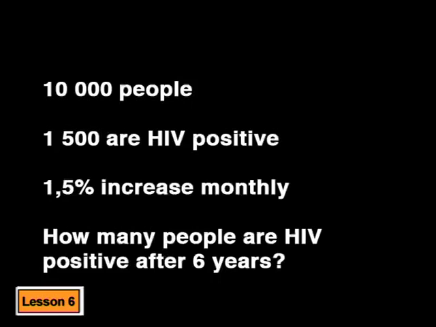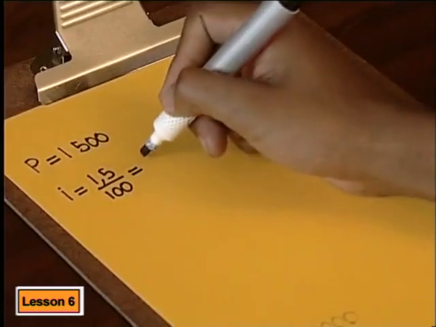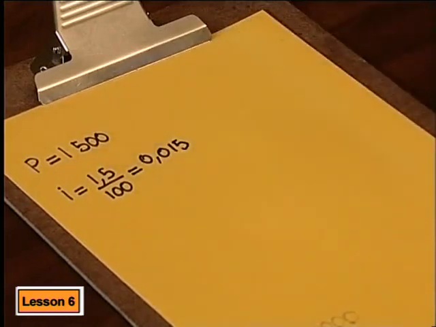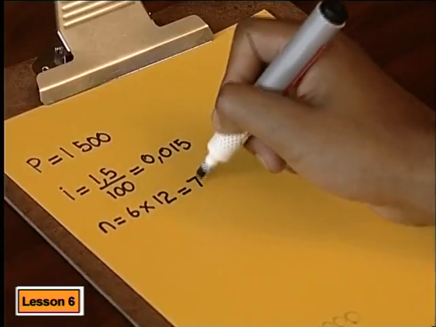It's already a monthly one, so we don't need to divide by 12. The value of I will simply be 1.5 divided by 100. That's 0.015. Correct. And the value of N? We want the amount after 6 years, but we're compounding every month. So that's 6 times 12, which is 72 months.